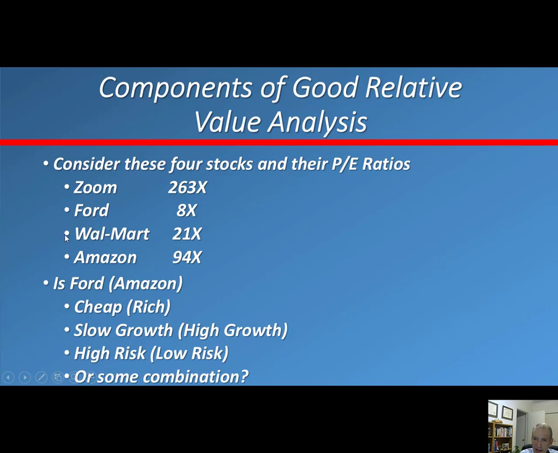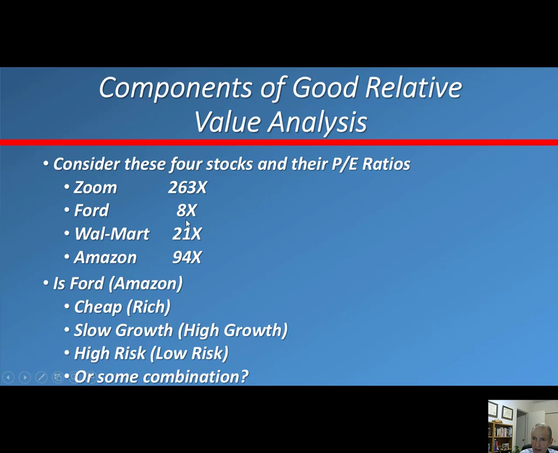So what is this telling us? Ford's at 8 times. Does that mean Ford's really cheap? That means it's a good stock buy? Or it could be a fundamental thing. It could be that Ford's just growing really slowly. Firms with slow growth have low PE ratios. It could be that they're high risk. Firms with high risk have low PE ratios, or some combination. They could be cheap, but they could also be slow growth and high risk.